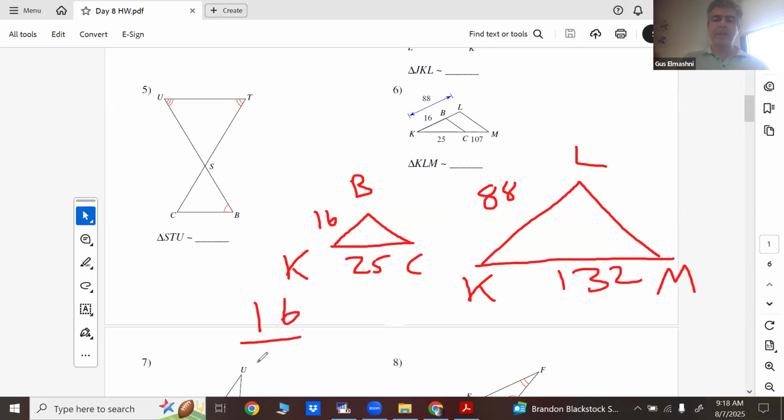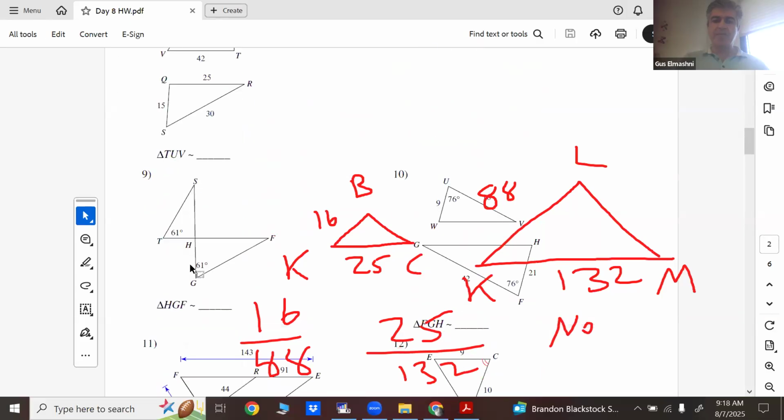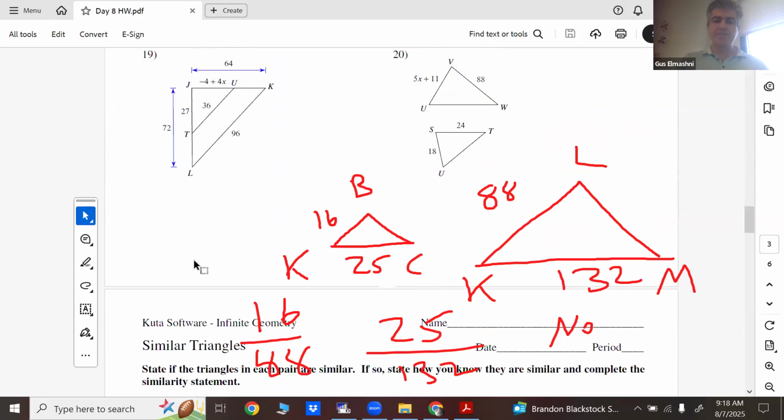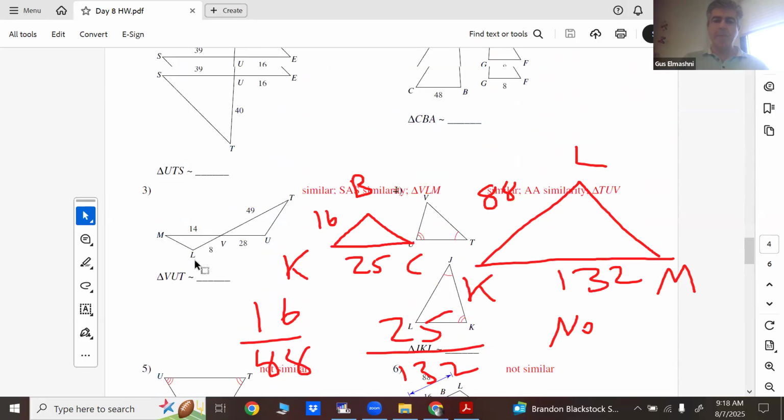So 16 over 88 and 25 over 132. Those are not going to be the same. I'm almost certain. So I'm going to say no. I'm going to go check the answer key. Yep, not similar.